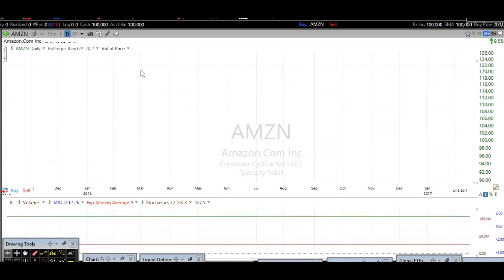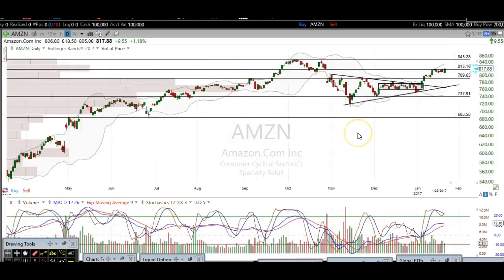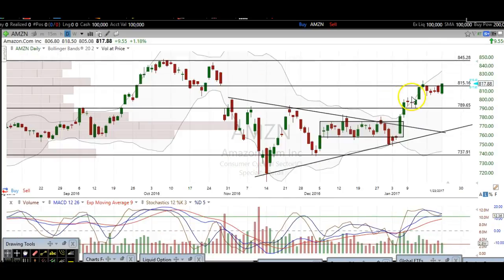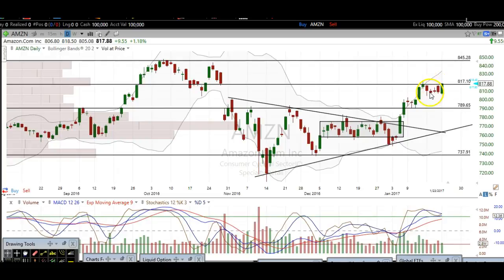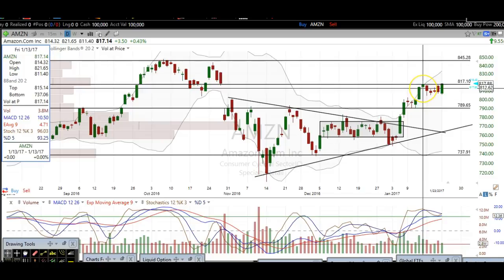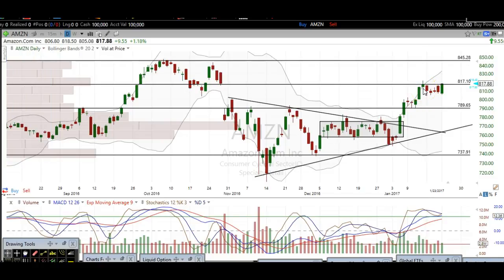The next one we're going to take a look at is Amazon. Amazon here is flirting with this resistance right here. I'm going to raise it a little bit right there to accurately reflect the resistance here. It's this closing price right there at 817.14. We closed just barely above that closing price right there. So we could be looking at a move higher here on Amazon.